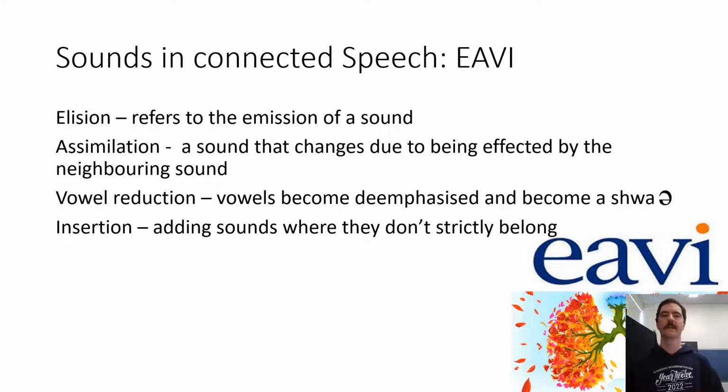Okay, sounds in connected speech, so EAVI or ERV. We've got elision, removal of a sound: wouldn't, couldn't, shouldn't. Assimilation is where your neighbouring sounds affect the actual sound. So instead of saying handbag, most of us would say something like hambag when we're talking quickly and in a rush. Vowel reduction is where your vowels become weakened or de-emphasized, and usually they become a schwa.